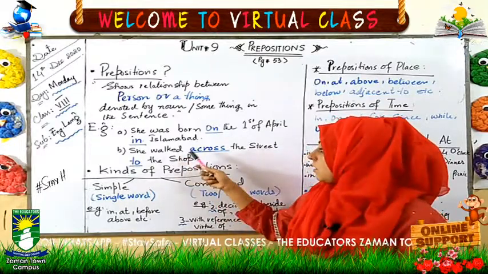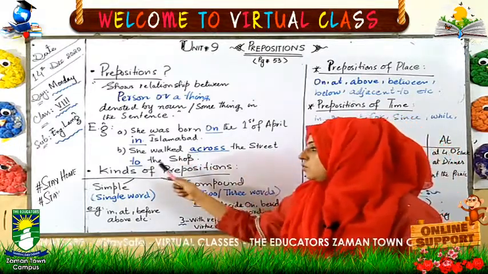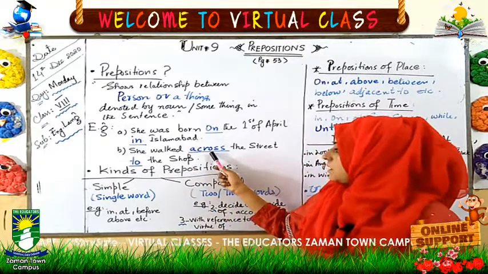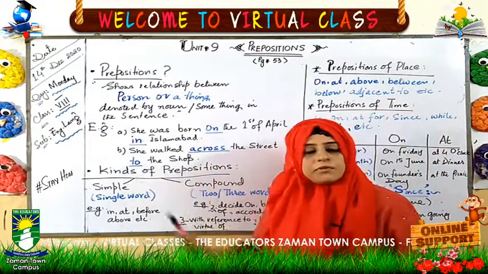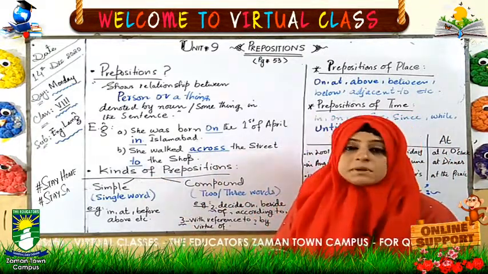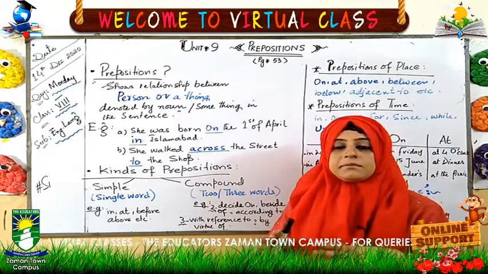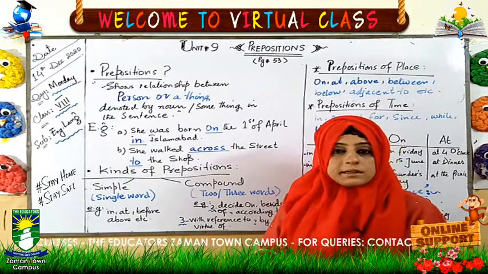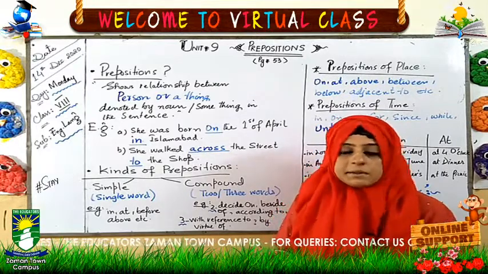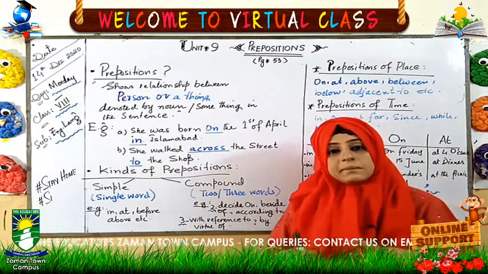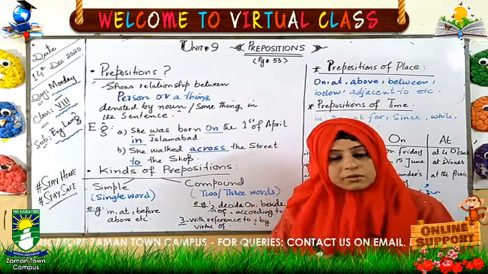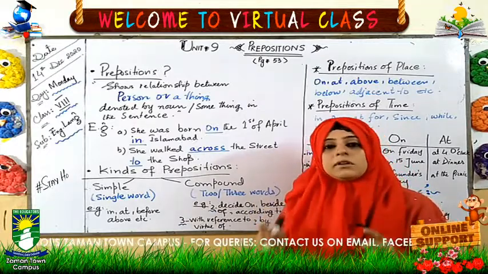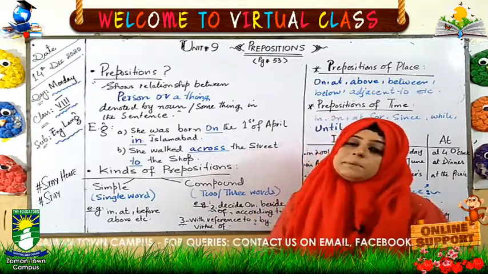So she walked across the street to the shop. Right? Here the words across and to will be the prepositions, making sense before the noun. These are called prepositions. It can be a single word or it can be multiple words. Multiple means two or three words joined together to make a particular preposition, right?